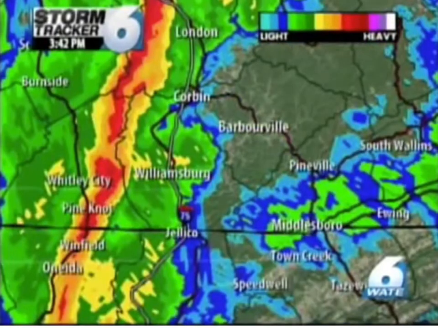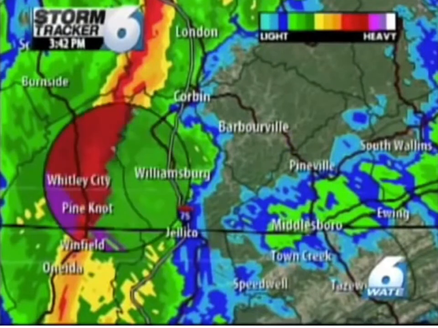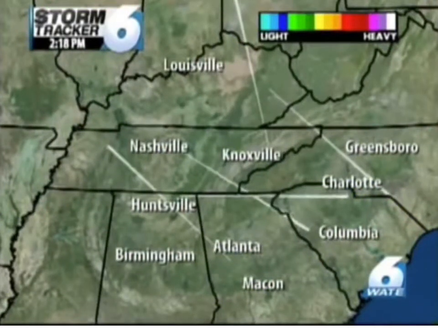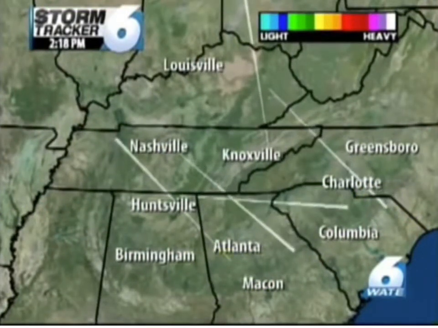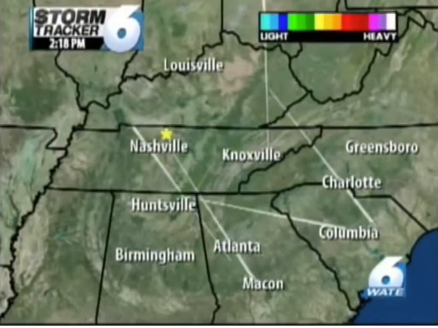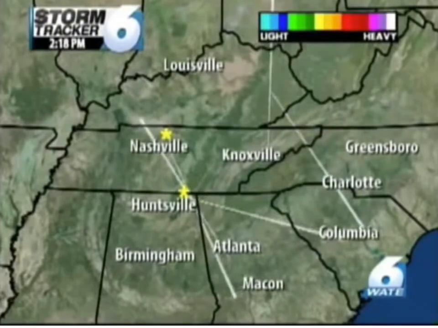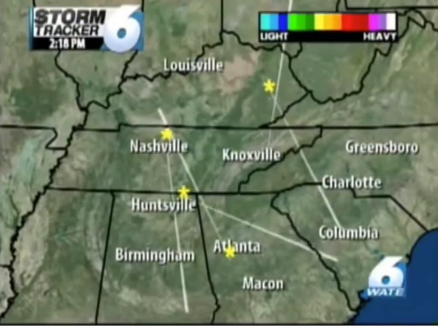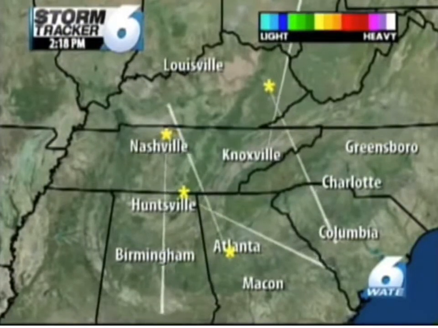Now, it can also show how strong winds are over a given length of a line of storms, and this can help determine whether the storm could produce what we call straight line winds. With Storm Tracker 6, we also have access to all the National Weather Service Doppler radars across the country, including Nashville, northern Alabama, southeast Kentucky, and northern Georgia, to give you the most complete storm coverage in East Tennessee.